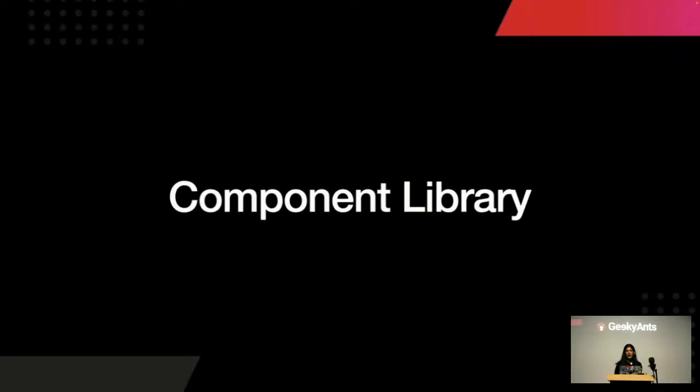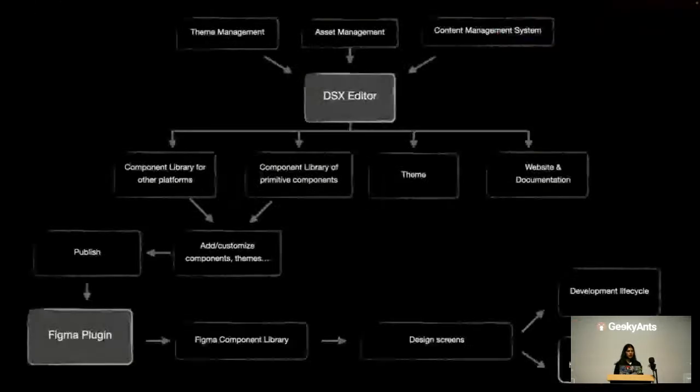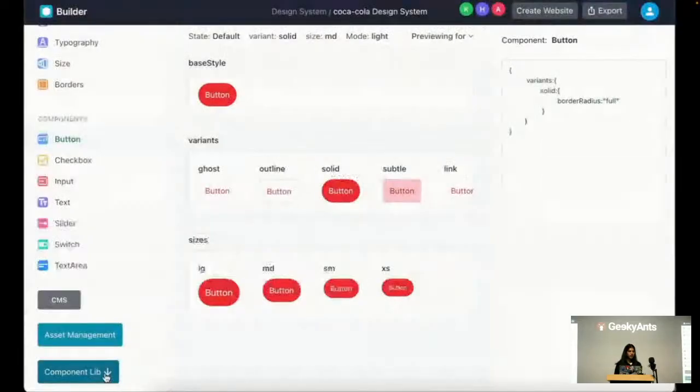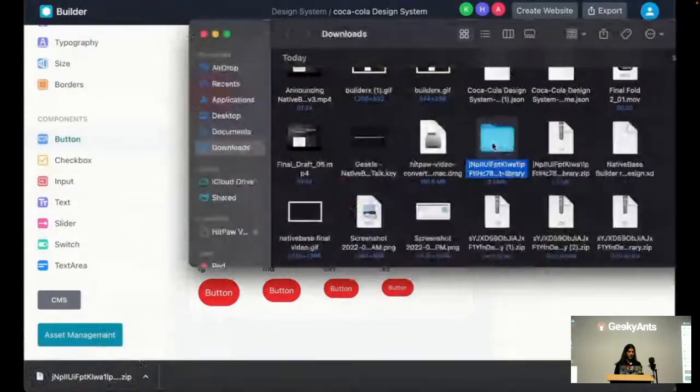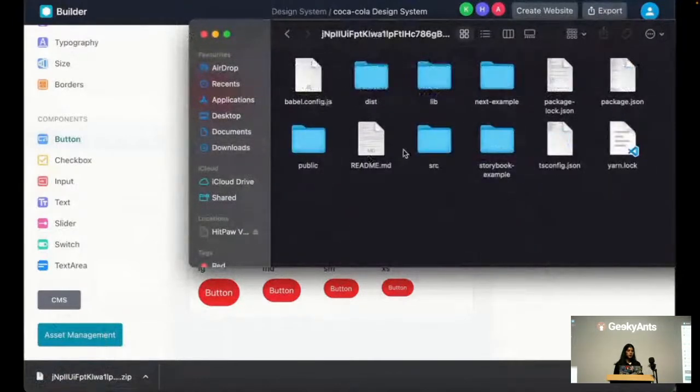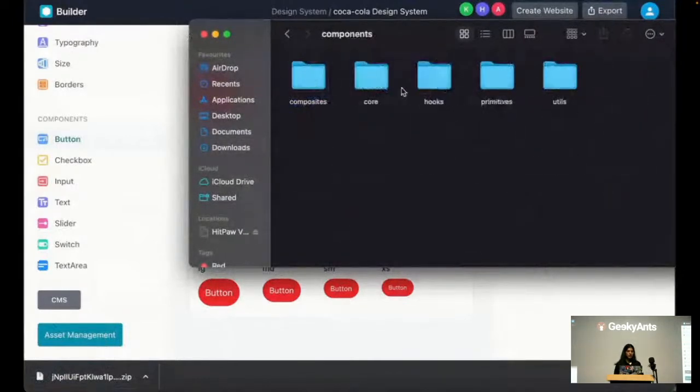Next, we can also have a component library, because if you want to use your own component library, which is based on NativeBase, because this tool is based on NativeBase, we can have a component library from it. You just have to download it from here, and you get a zip which you can publish on your GitHub, and you can have your package ready, the component library package, and make screens from that.